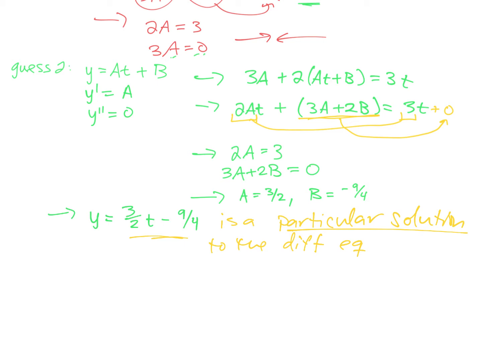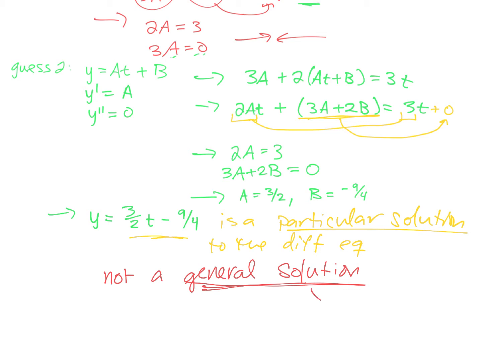The contrast to a particular solution is a general solution. I've used these terms a lot before, and I'm not sure how well I've really defined them, but that's the difference here. The particular solution is just one function that can fit into the differential equation. The general solution is the entire family of functions. So this would have constants C in it.